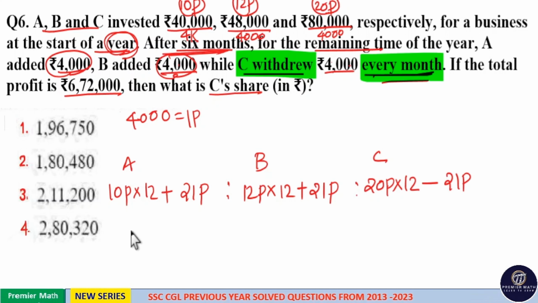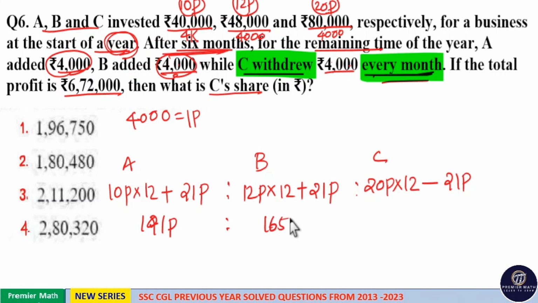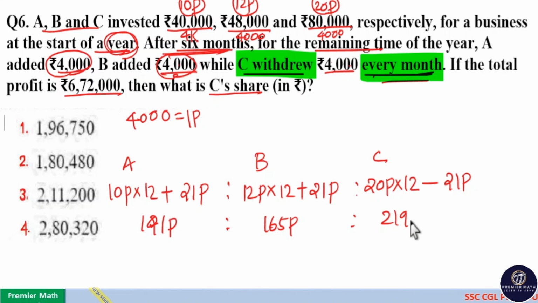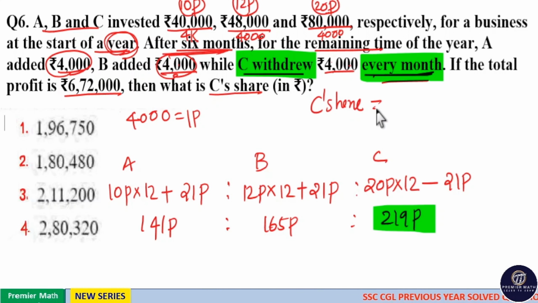Now take the ratio. Here 10 into 12 is equal to 120, 120 plus 21 is equal to 141 part. Now this is 12 into 12, 144, 144 plus 21 is equal to 165 part. And this is 20 into 12 is 240, 240 minus 21 is equal to 219 part. Now we need to find what is C's share. C's share is equal to 219 part.